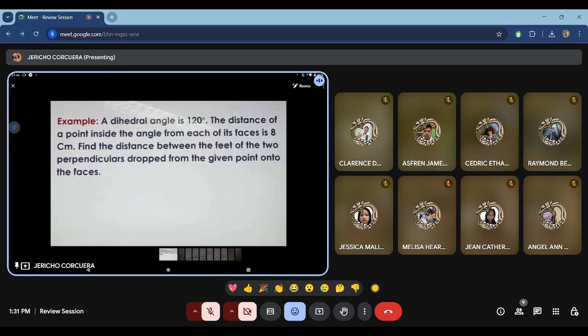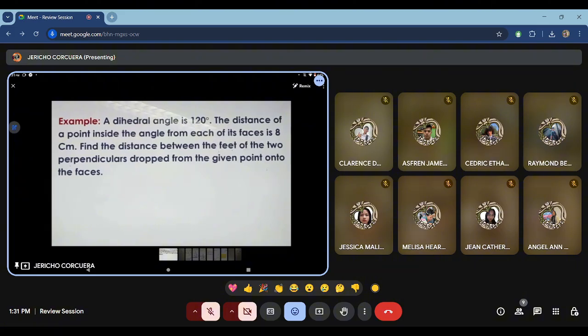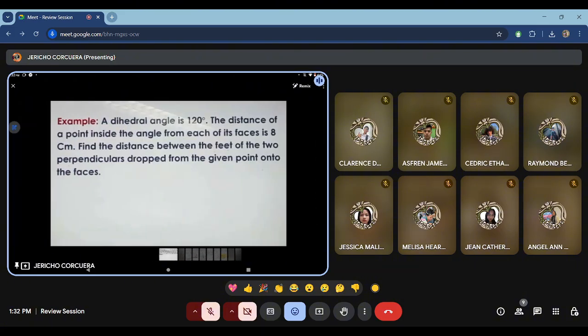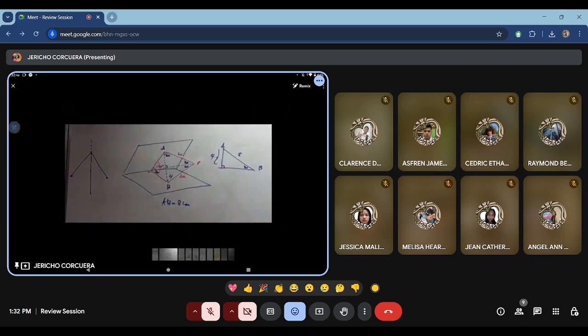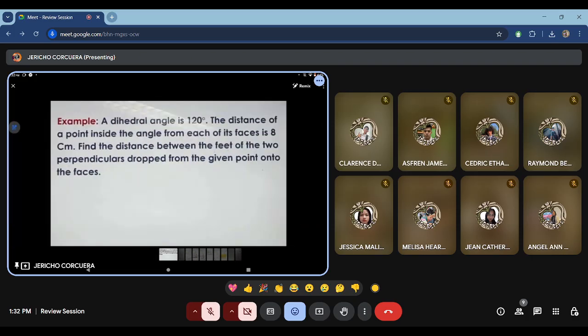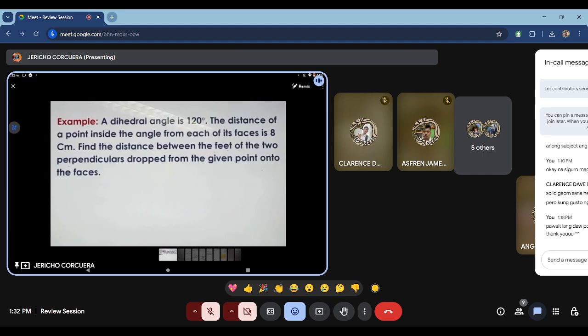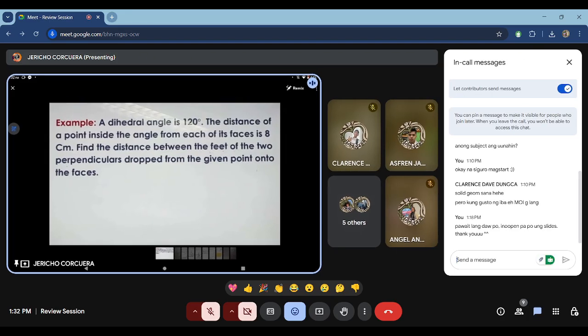So, ito tayo, solve natin na itong part na to. Wait, tama ba na-solve na ba natin to? Anyway, so, ito, example dito, a dihedral angle is 120 degrees. The distance of a point inside the angle from each of its faces is 8 centimeters. Find the distance between the feet of the two perpendiculars dropped from the given point onto the faces.